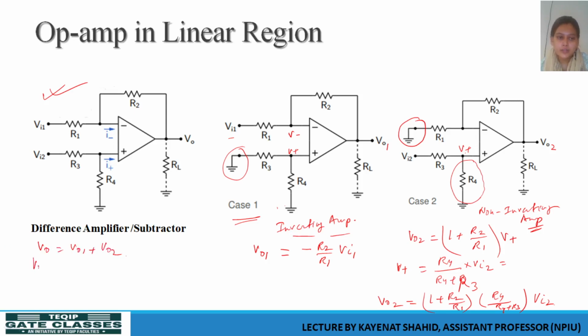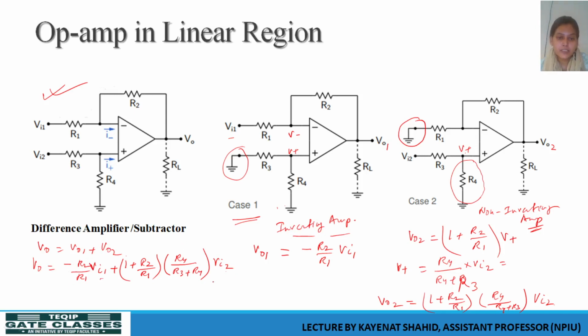So VO1 is minus R2 by R1 VI1, plus VO2, which is 1 plus R2 by R1, and this is your R4 over R3 plus R4, into VI2. Here again we can see that this is nothing but the difference between these two input voltages, only with the help of these scaling factors.